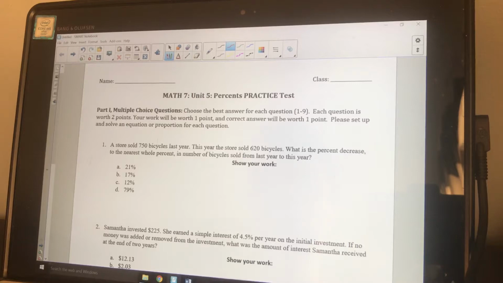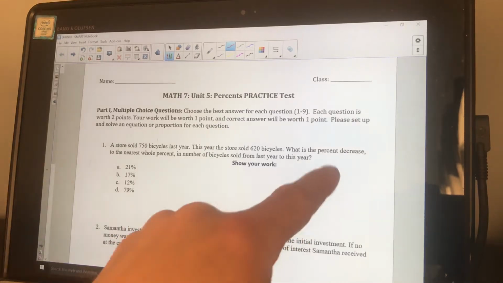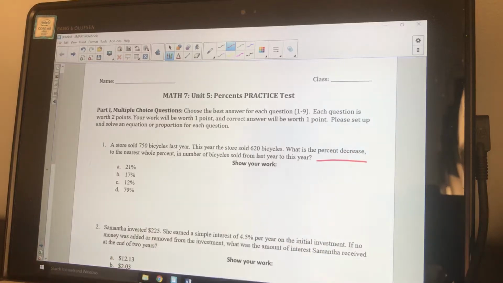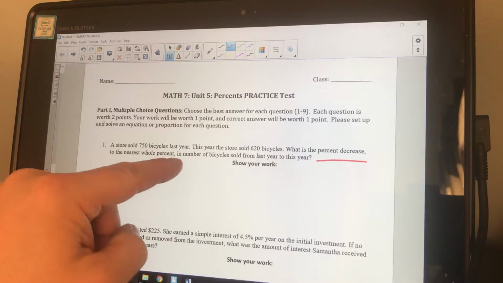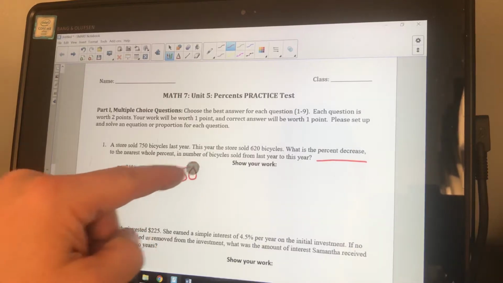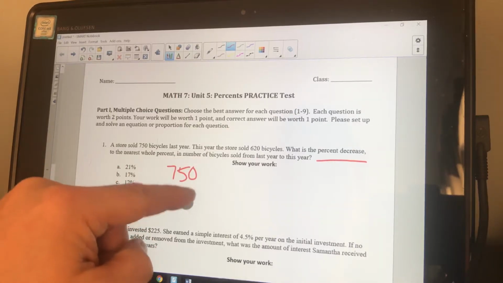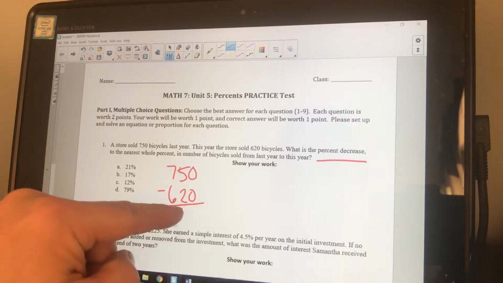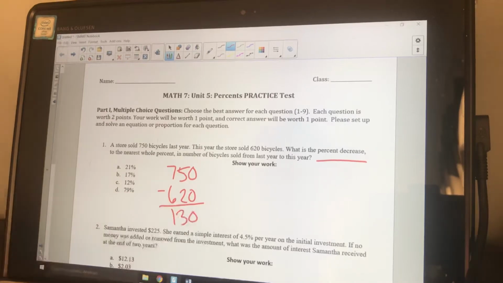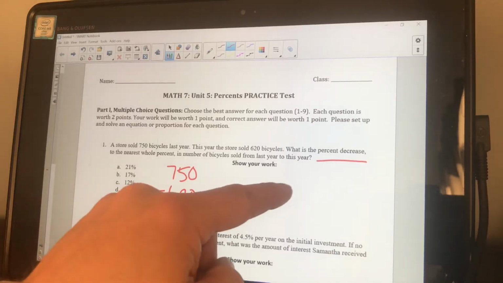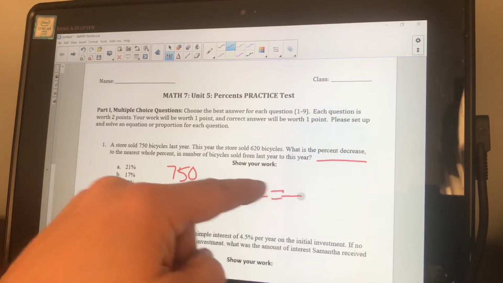Okay, so the first one. A store sold 750 bicycles last year. This year, the store sold 620. What is the percent decrease to the nearest whole percent in the number of bicycles sold from last year, 750, to this year, 620? So the first thing I need to do is subtract them so I know how much difference there is between them. I need to know that amount. So I subtract them, I get 130.